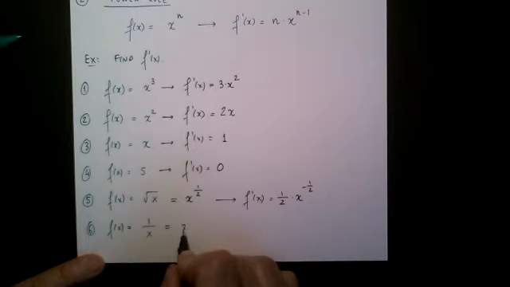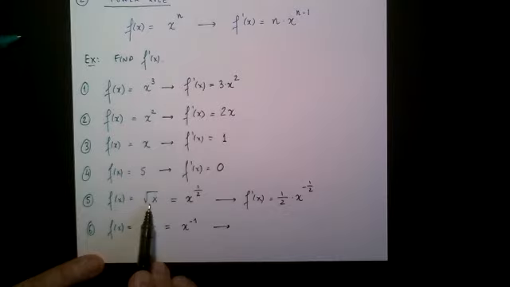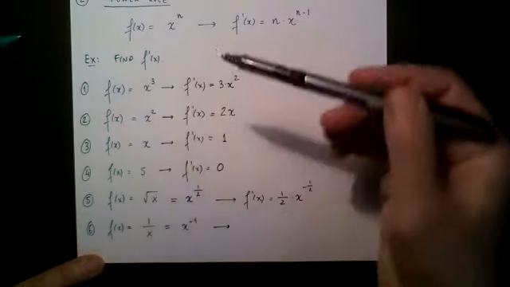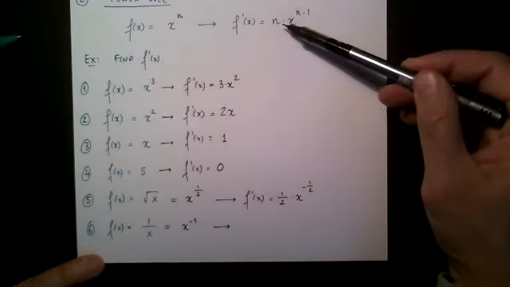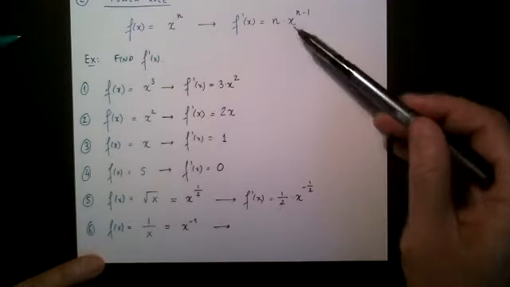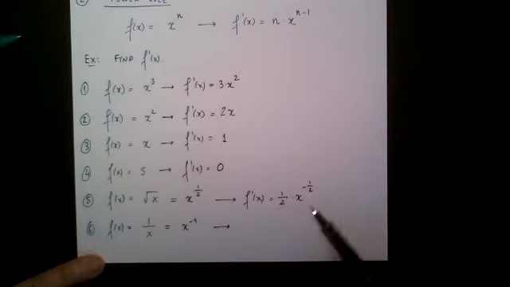Sir, can you explain the number 5 again? Sure. So you understand that the square root of x is x power half? Yes. Okay, now I'm going to use this rule here. So x power half, the derivative will be a half times x to the power of a half minus 1, which is minus half. Oh, okay. Thank you. I'm just applying the rule.